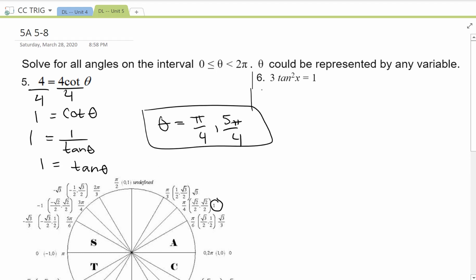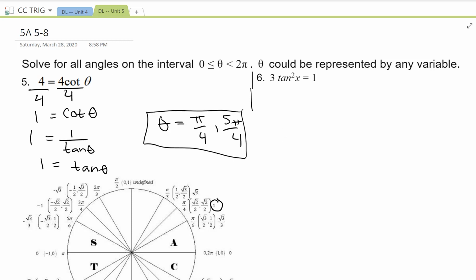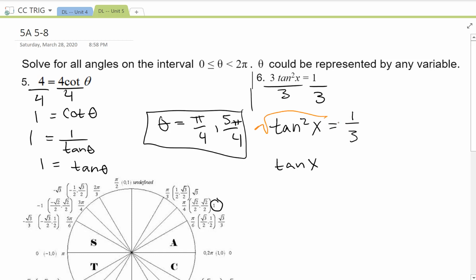Okay, what if we have a trig function being squared? We're going to divide both sides by 3. Again, just trying to get tangent x by itself. Right now it's tangent squared x. So tangent squared x, x is an angle. Okay, you can use x to represent an angle. We get tangent squared x equals 1/3. How do we get tangent x? Just tangent x. Well, we square root both sides. And we get tangent x equals plus or minus. I'm going to separate these so that I can get this root out of the denominator.